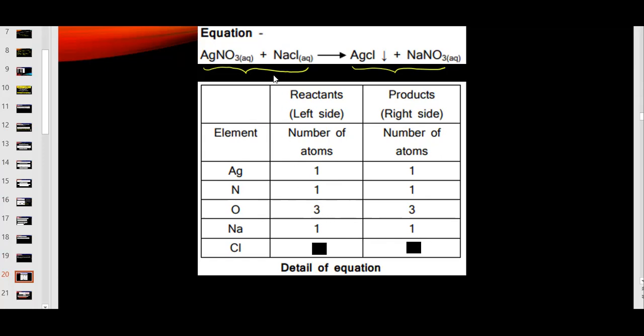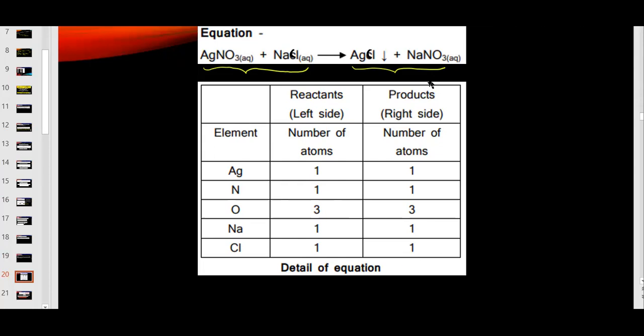Let's check the chlorine. Chlorine, that is Cl, on the left side. Guys, the C has to be a capital letter, and the l is a small letter. So chlorine here in the reactant is 1 again, and in the product also chlorine is 1.